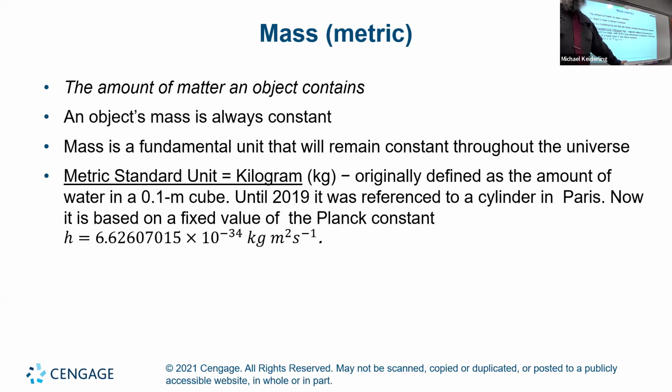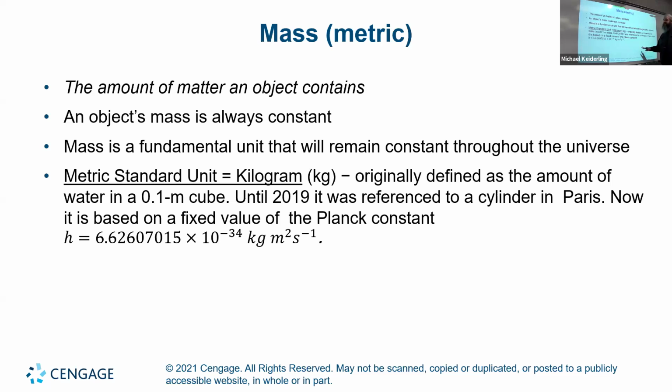And the problem was we knew its mass was changing, because we'd made a bunch of copies, and when we brought them all together again, they were not all the same mass. So we knew we had a problem there. So now it's based on a fixed value of Planck's constant, which is a fundamental constant that has to do with how light, the energy of light and things like that. It's another fundamental constant of the universe.